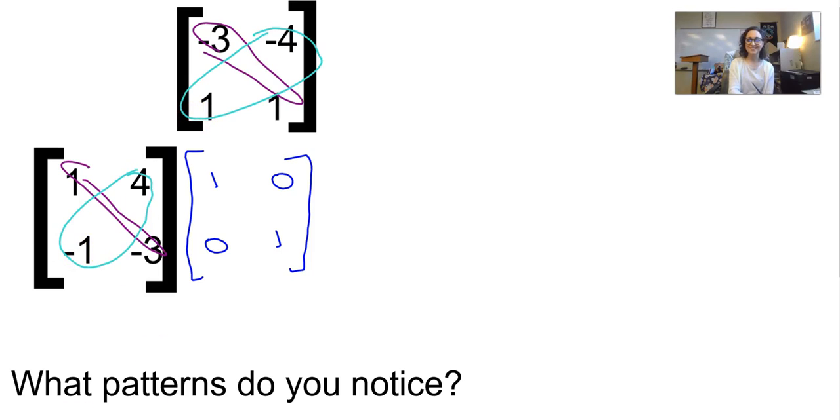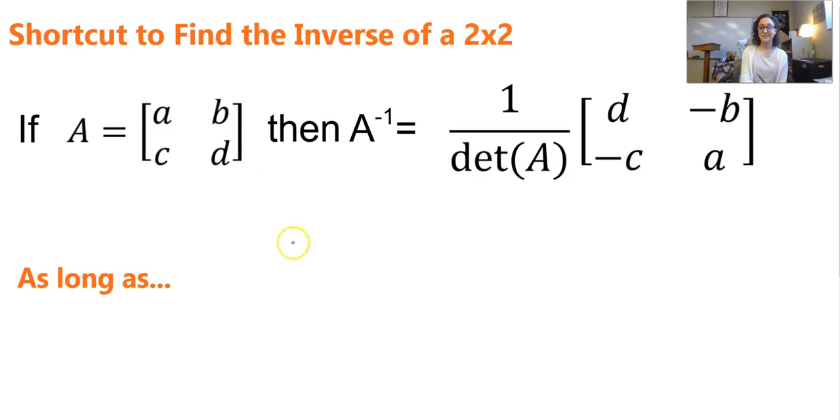So let's generalize that. So here's our shortcut. If I have a 2 by 2 matrix A, and matrix A is A, B, C, D, then the inverse is 1 over the determinant of A. I'm going to flip my elements on my major diagonal and switch the signs on my minor. Now, you're probably like, whoa, where did this 1 over determinant of A come from?